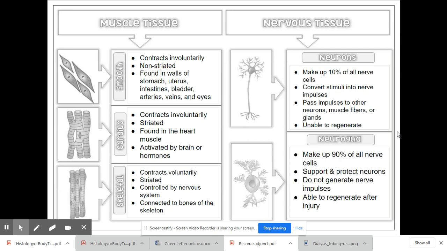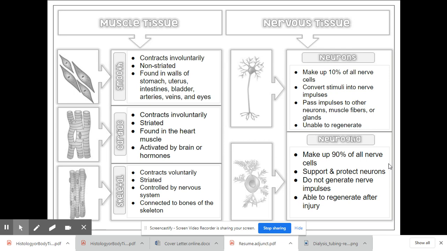The other type of cell is called a neuroglia. That neuro means nerve, and glia, the root word, means glue. So this is the stuff that connects all of the neurons together. It makes up 90% of all the nerve cells that are in your brain and spinal cord. They support and protect the neurons. They do not generate nerve impulses like the neurons do, but they can make more of themselves if they have been injured.